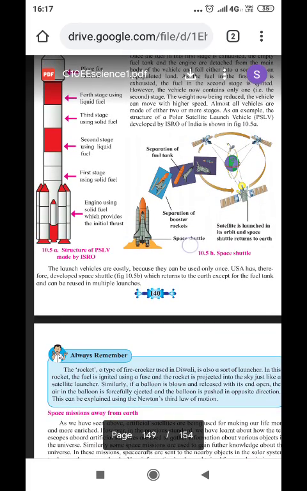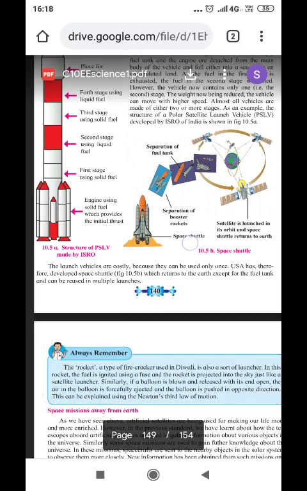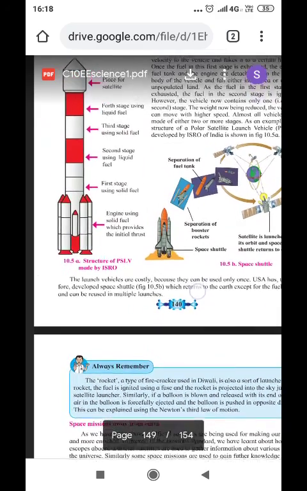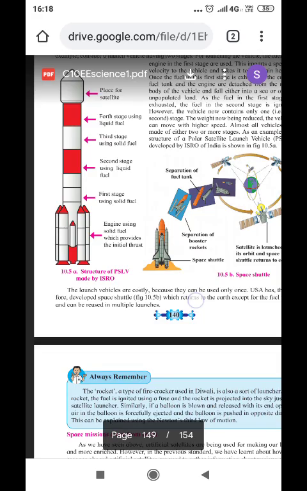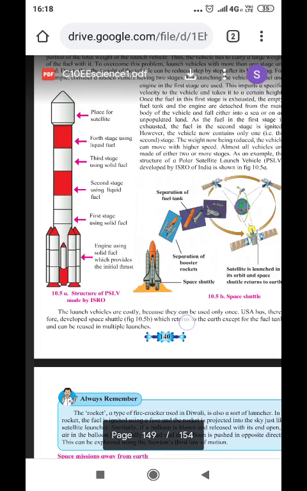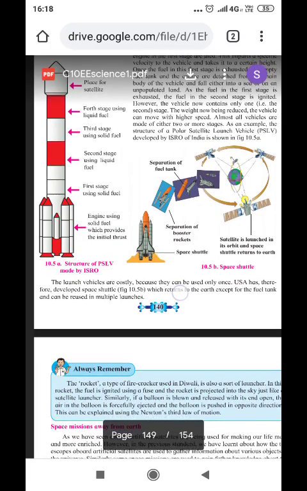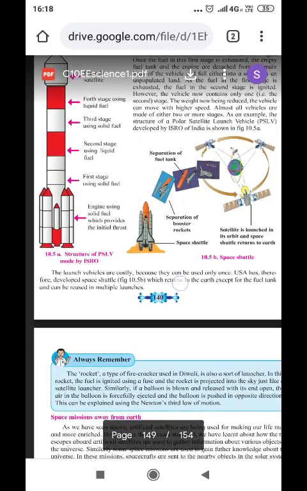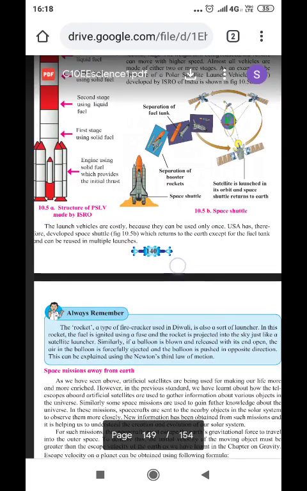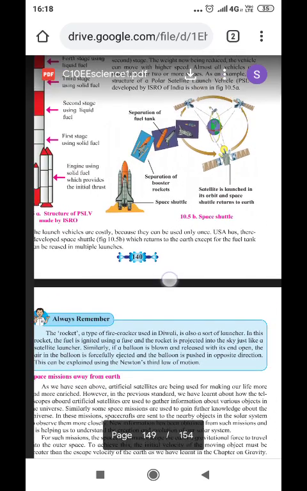As an example, the structure of the Polar Satellite Launch Vehicle, that is PSLV, developed by ISRO of India, is shown in figure 10.5a. You can see here it is made up of four stages, and in each and every stage that part of the vehicle is being detached so that the weight of the vehicle is being reduced step by step and the velocity of the vehicle increases step by step. Now how these parts get detached itself, that can be shown here in the picture 10.5b.